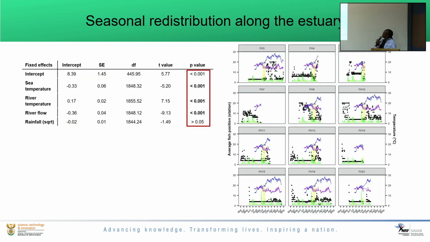And then we also looked at other environmental variables that could drive this. Obviously, sea temperature and river temperature came out at the top, and then we also realized that river flow also had an impact, but rainfall did not.